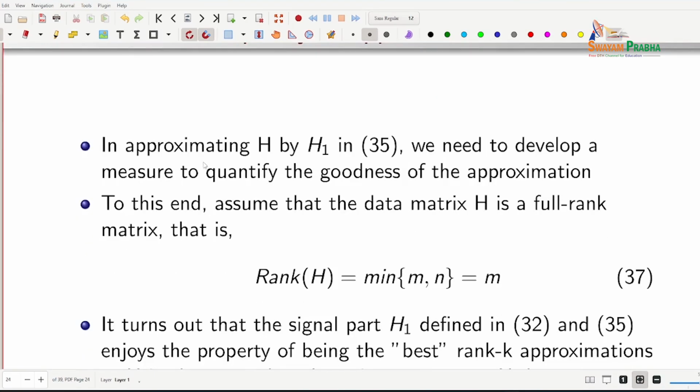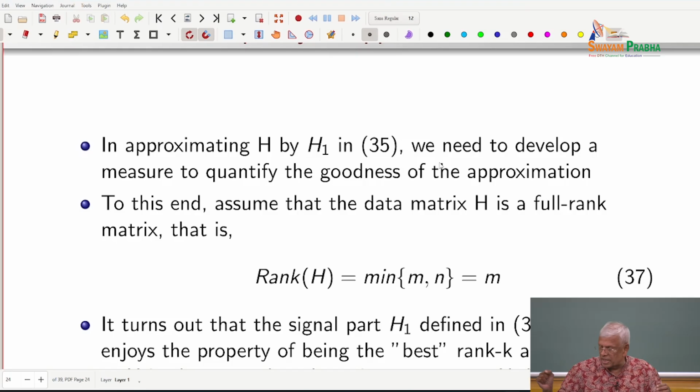So I measure the quality of approximation. In approximating H by H1, what is it that we are going to do? We are going to throw out H2. We are going to replace H by H1. Please understand, H is simply a representation of either x, x hat or x tilde. So using H, I can apply this theory to x tilde, which is the covariance analysis for the PCA. So approximating H by H1, we need to develop a measure to quantify the goodness of this approximation.